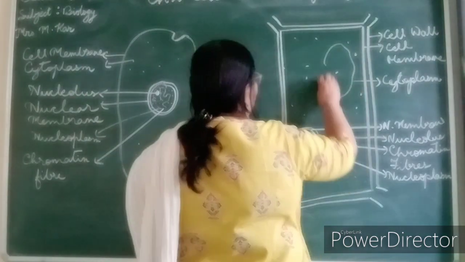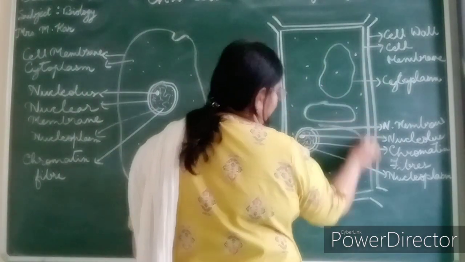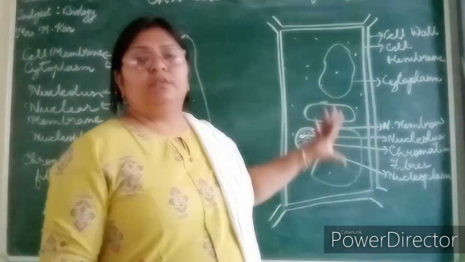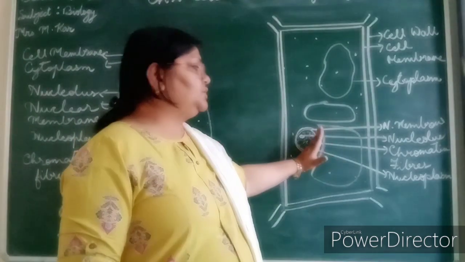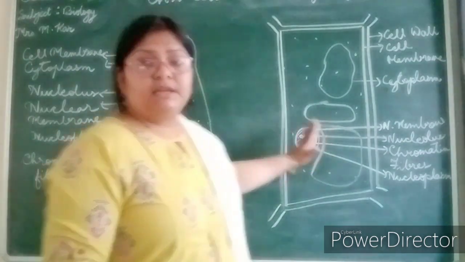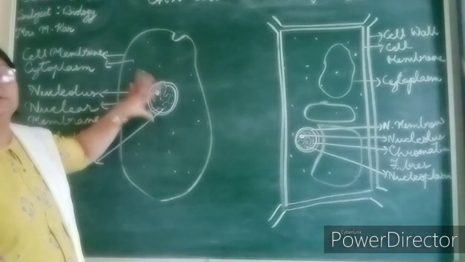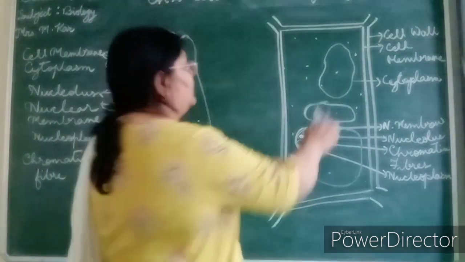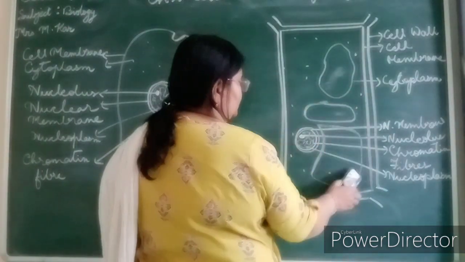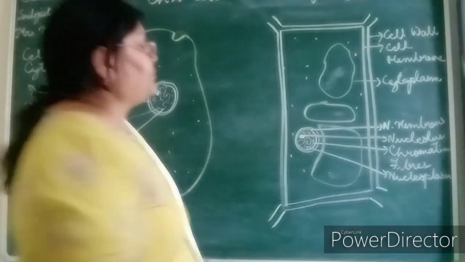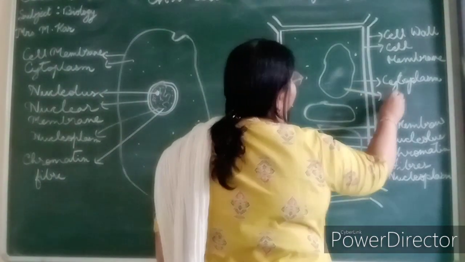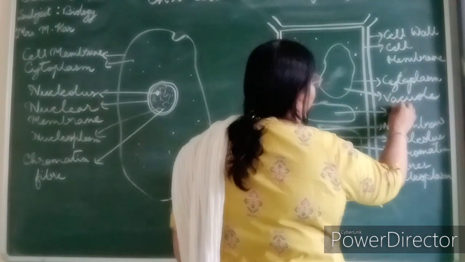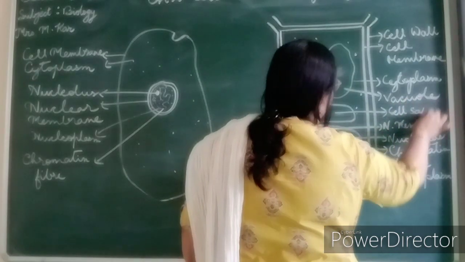Vacuole is quite large in a plant cell, so it occupies the maximum part of the plant cell. Therefore, the nucleus is shifted to a side in a plant cell, whereas the nucleus is placed in the center in the animal cell. So what did we draw now? Vacuole, inside which is the cell sap.